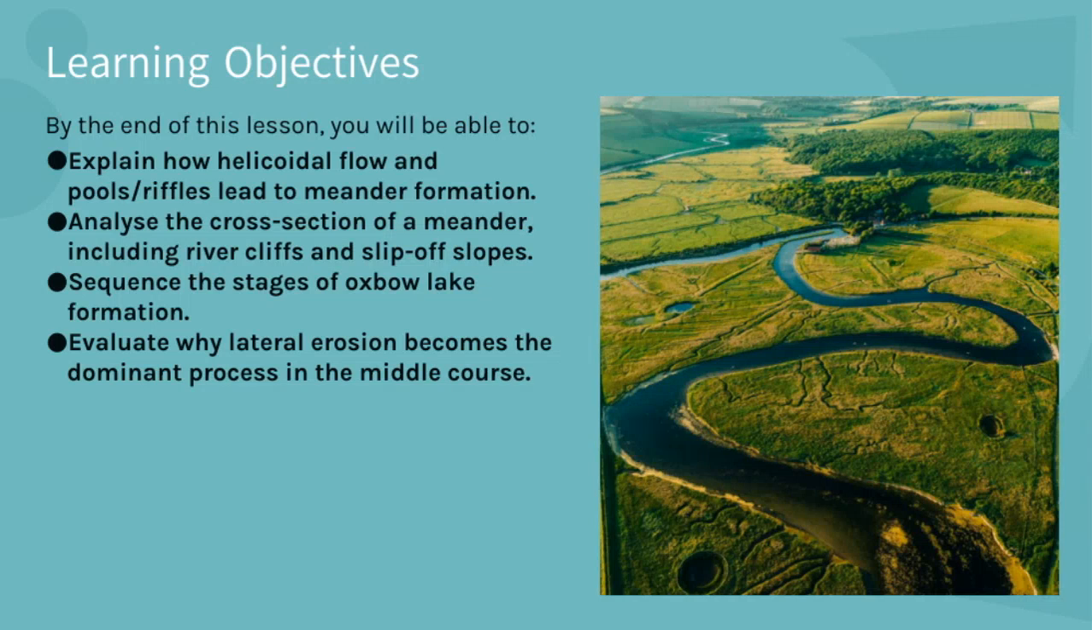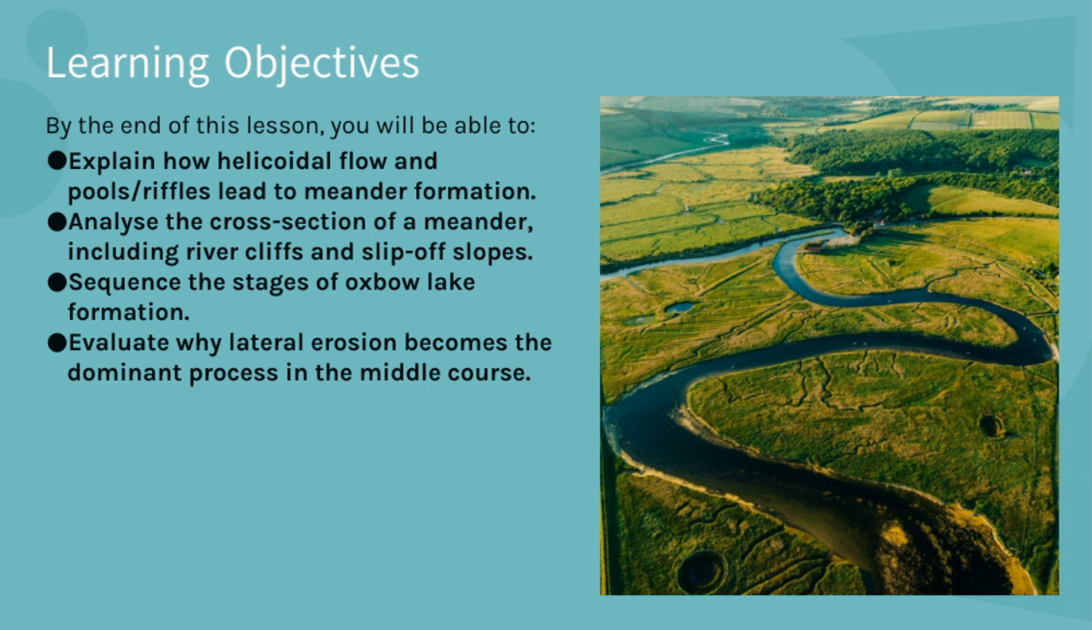By the end of this lesson, you should be able to do 4 things. First, you should be able to explain how helicoidal flow and pools and riffles lead to meander formation. That sounds complicated, but we will break it down. Helicoidal flow is a corkscrew-like movement of water. Pools are deeper sections of the riverbed, and riffles are shallower, pebbly sections. Together, these features help push water from side to side, starting bends in the channel.